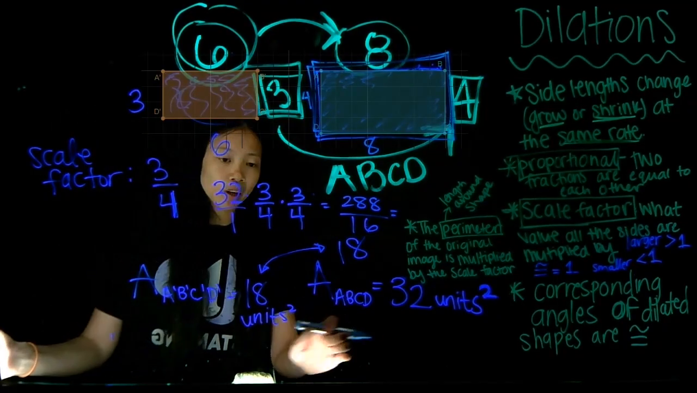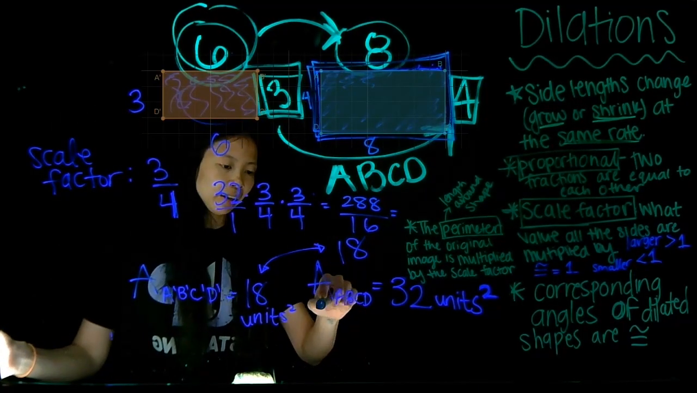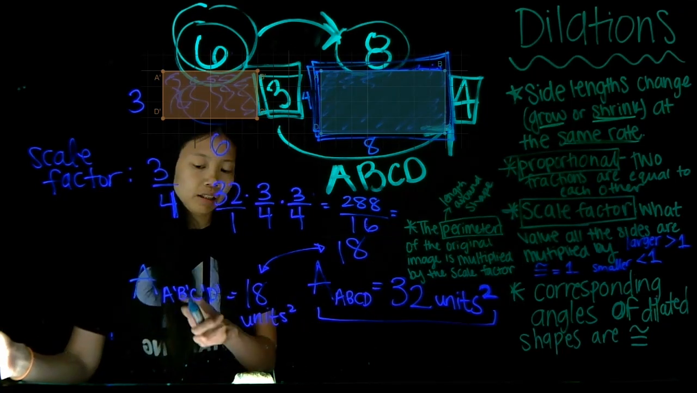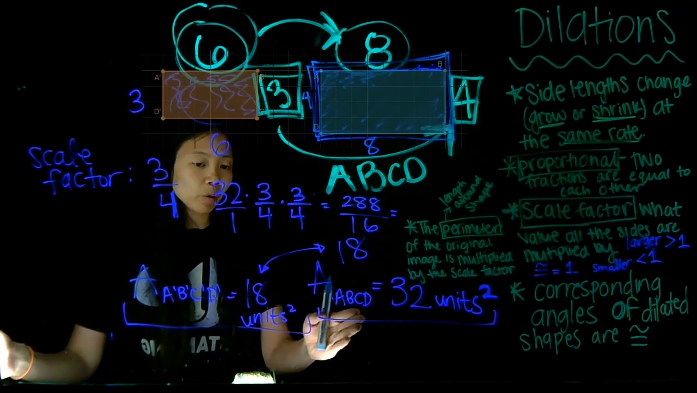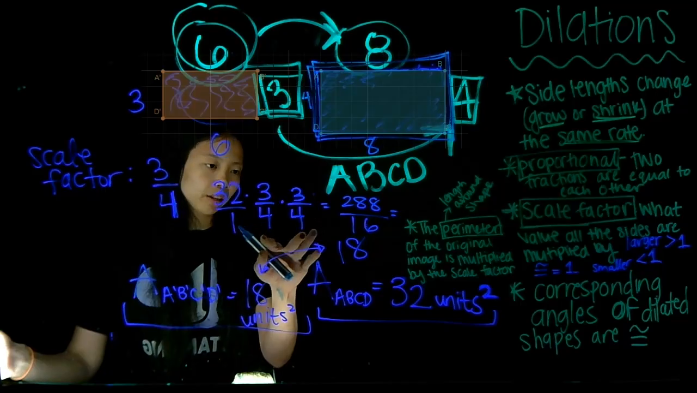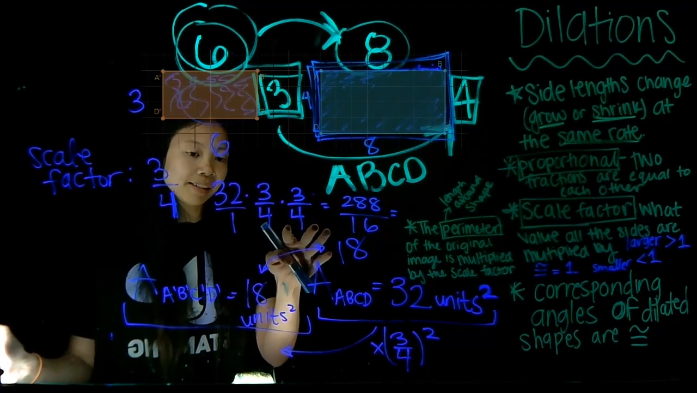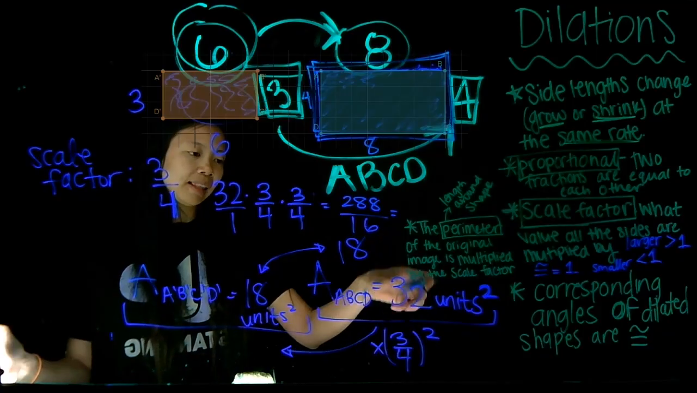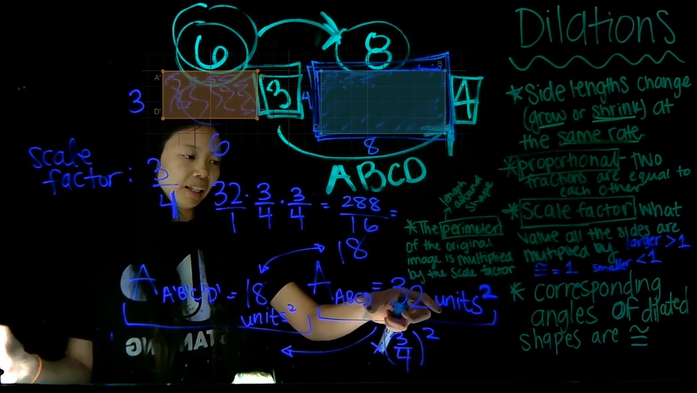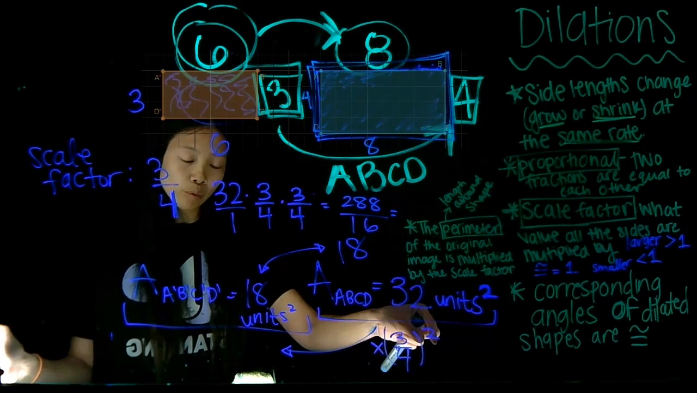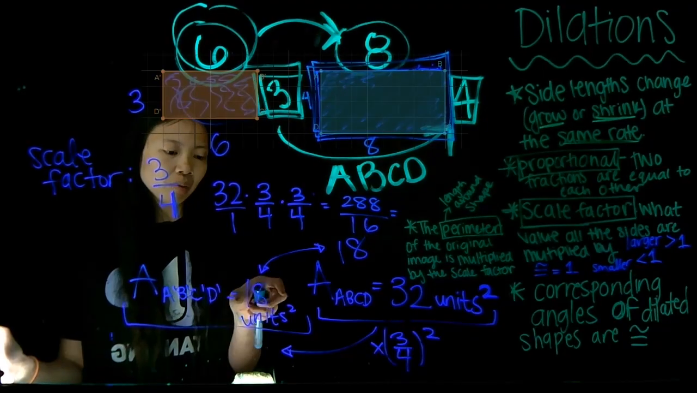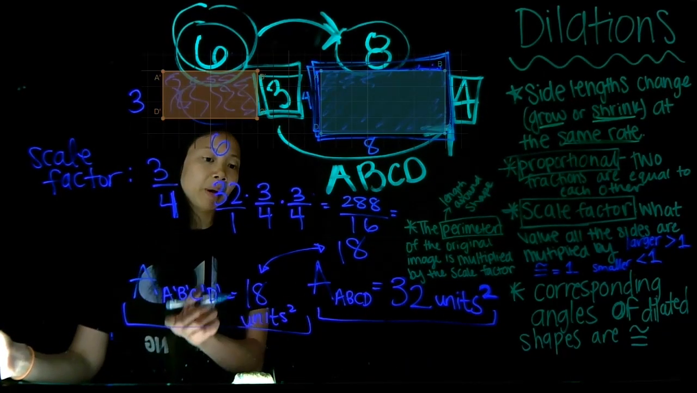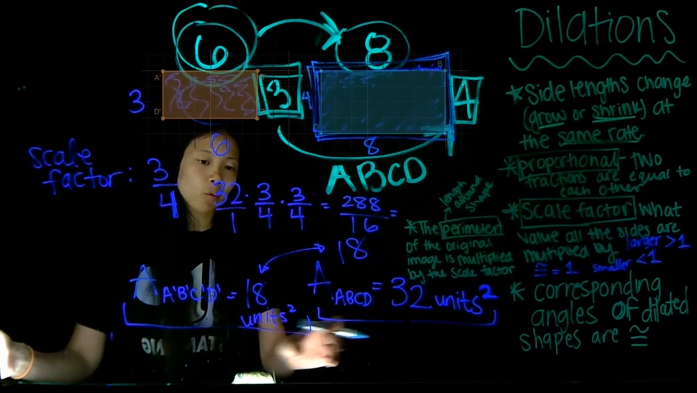So our shortcut for our area is if I have the area of some shape and my shape gets dilated by a scale factor, then the resulting area is going to be multiplied by that scale factor squared. 3/4 times 3/4 is the same as 3/4 squared. So our pattern for our area is that the area for our original shape is multiplied by the scale factor squared to get our resulting shape's area. So scale factor is 3/4, so my perimeter changed by 3/4, but my area changes by 3/4 squared.